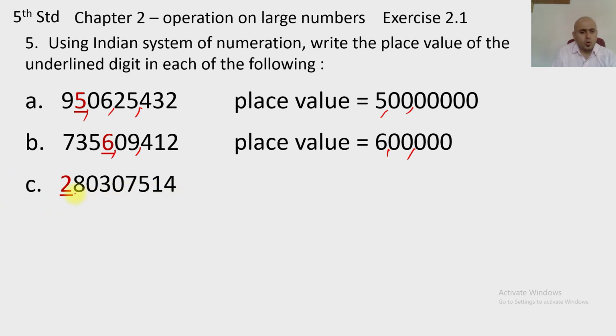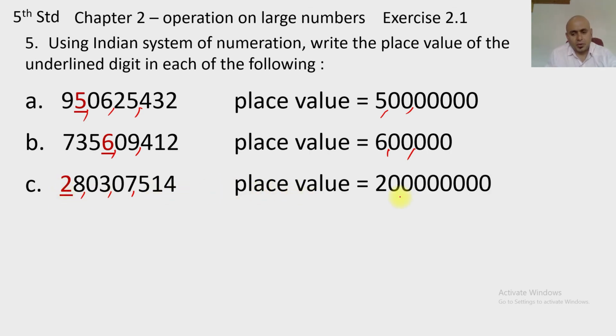280307514. They have underlined 2, and which place is 2 in? Let us see. Ones, tens, hundred, comma, thousand, 10,000, comma, lakhs, 10 lakhs, comma, crore, 10 crore. So 2 is in 10 crores place. You have to write 2, and for the remaining places you have to write zeros. Here the place value of 2 is 20 crore. Next number.